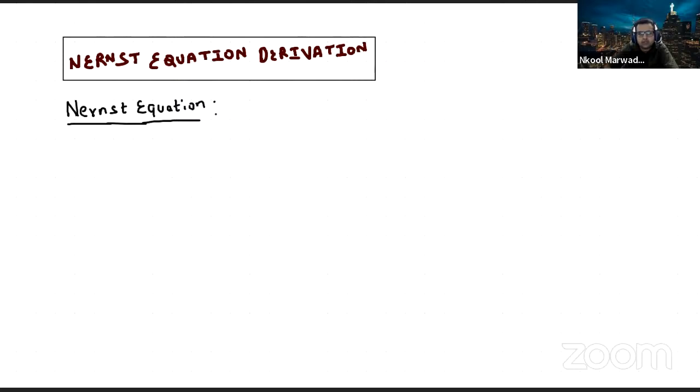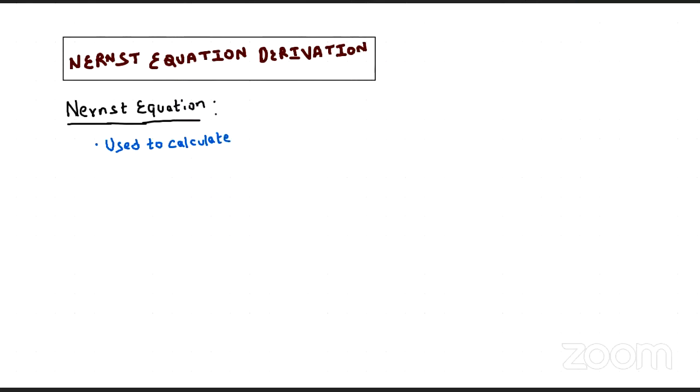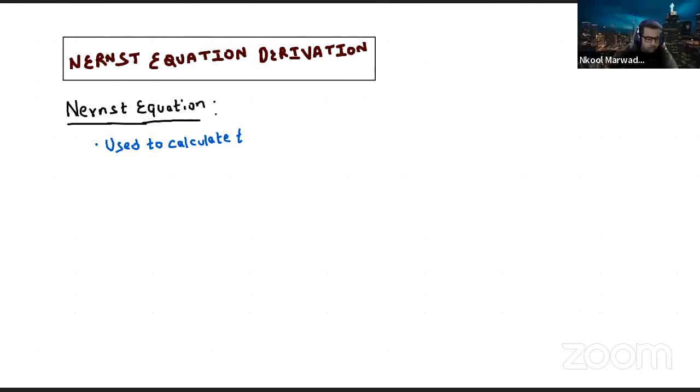Basically, this Nernst equation is used to calculate the electrode potential of an electrochemical cell. Now, what is this electrochemical cell?